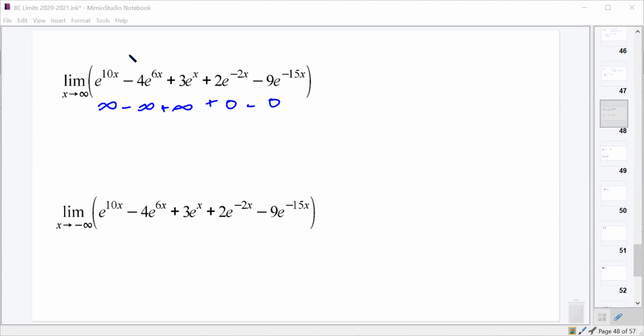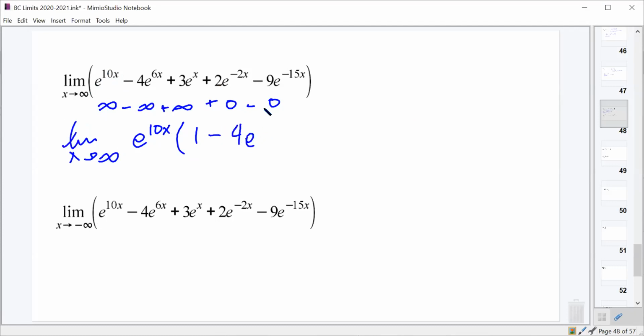And the reason why we want to factor out the e to the 10x is it's the highest positive power. And if we factor out the highest positive power from all these other terms, we're going to end up with a bunch of zeros in here and just one either positive or negative infinity to deal with at the end. So we'll take out the e to the 10x. And this one, we end up with a 1, and then we're going to have minus 4e to the negative 4x, and then plus 3e to the negative 9x, plus 2e to the negative 12x, and minus 9e to the negative 25x.